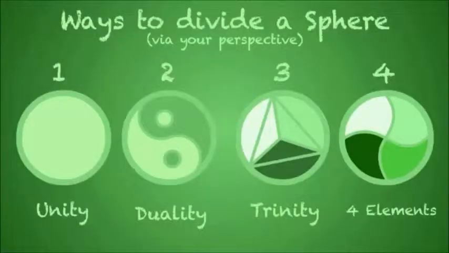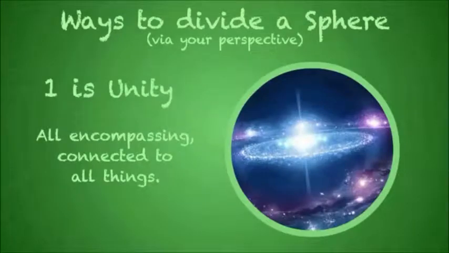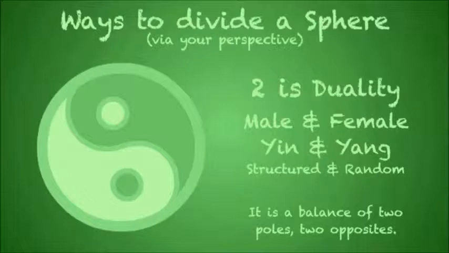Our reality can be divided in a number of ways that will yield alternative perspectives of what is happening all around you. If you look at everything from a perspective of one, which is unity, you're looking at the full encompassment of everything. You're looking at the source field. There are no dualities. Everything is one. If you look through two, you see duality. You're looking at the male and the female of reality, the structured and the creative and inspiration.